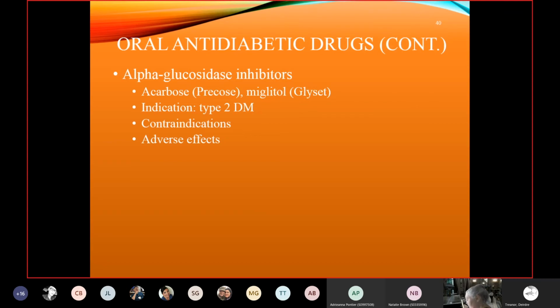Contraindicated due to the adverse GI side effects. Not recommended in patients with inflammatory bowel disease, malabsorption syndrome, or of course intestinal obstruction. And they can interact with digoxin, ranitidine, and propranolol.